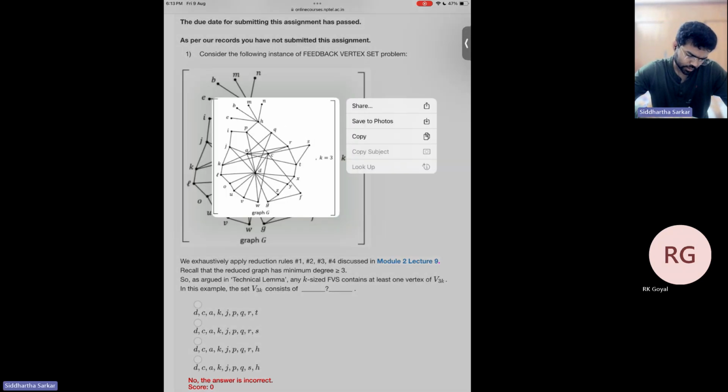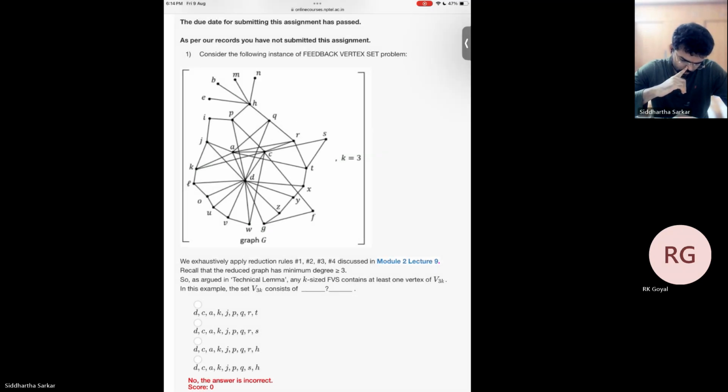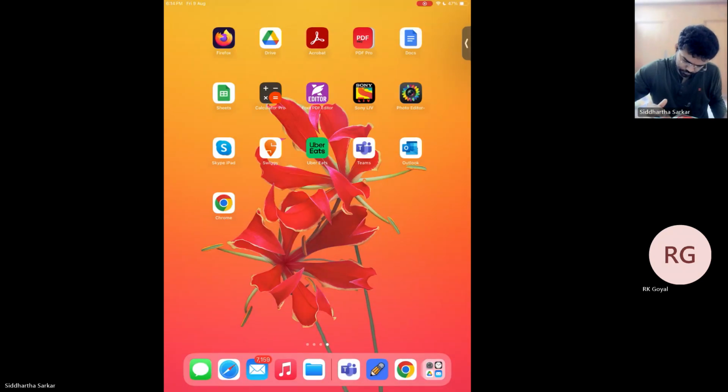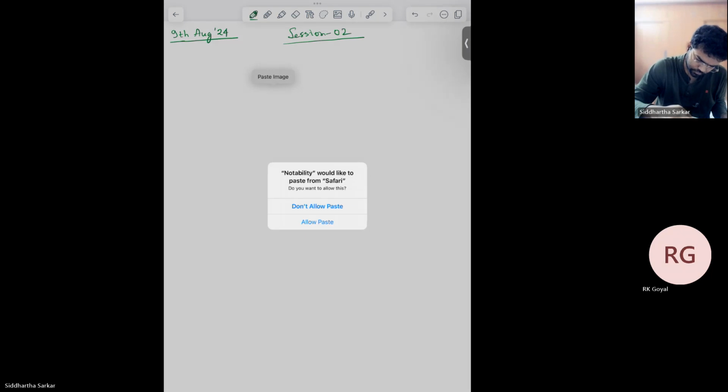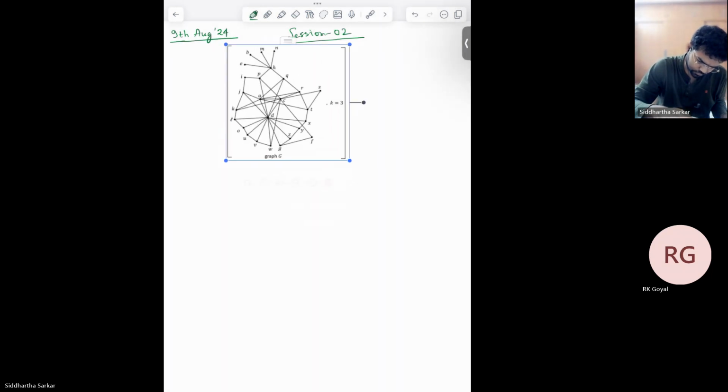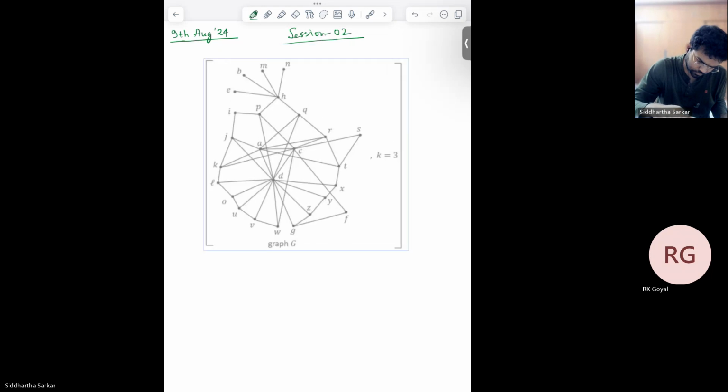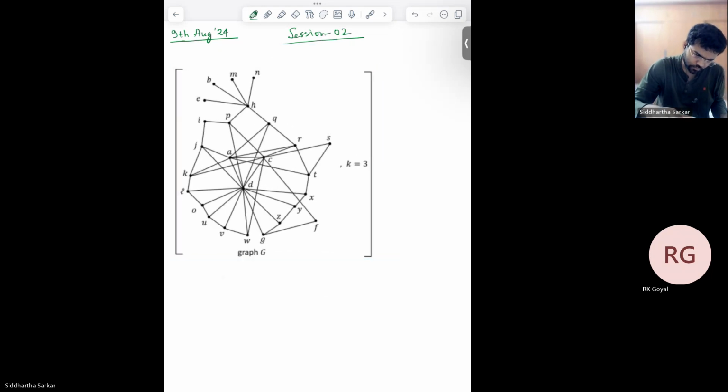So let me copy this diagram. So we are going to apply these four rules on this graph. So let's open the whiteboard and first copy the graph. So there are a couple of reduction rules. One of the rules is remove the vertices of degree 1.